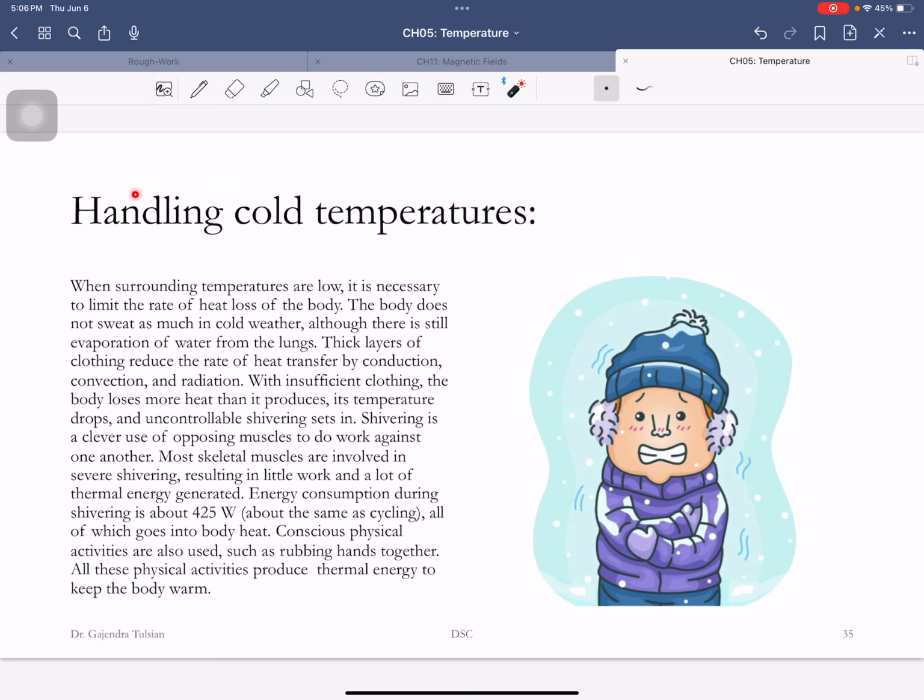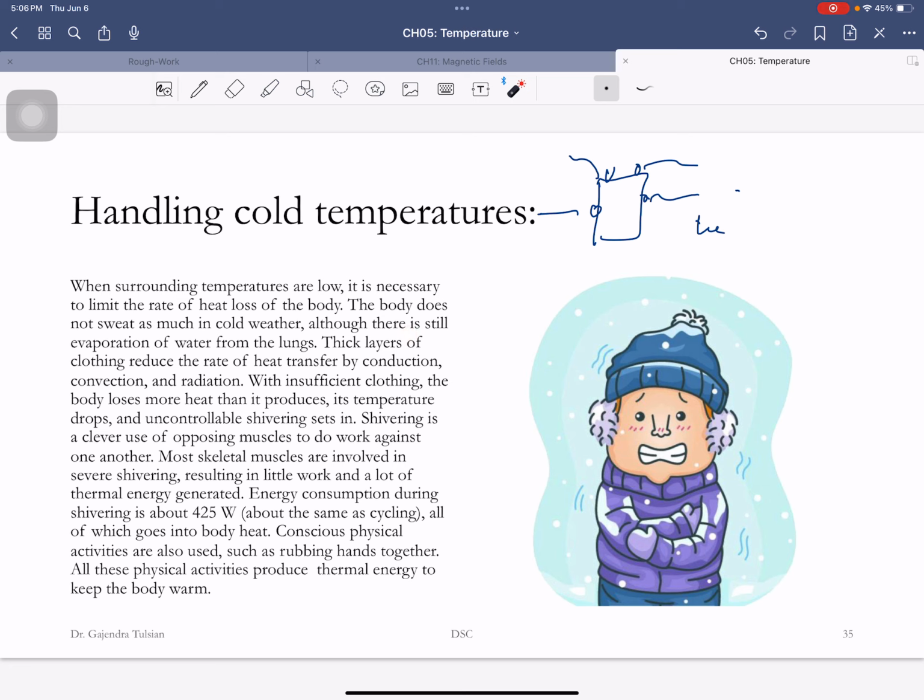All right, so our body has an interesting mechanism for handling cold temperatures. When surrounding temperatures are low, it's necessary to limit the rate of heat loss of the body. The body does not sweat as much in cold weather, because here's the double whammy. In cold weather, if you sweat, the humidity is low, so all this sweat will easily evaporate and take away heat. So you don't want to sweat. You're still losing heat from the lungs because there's evaporation in the lungs.